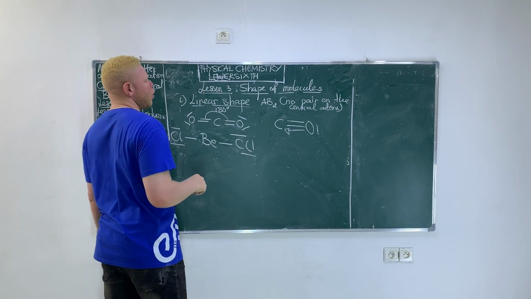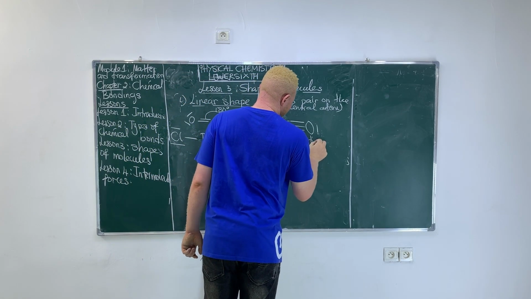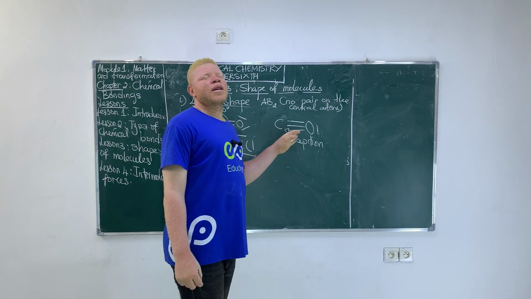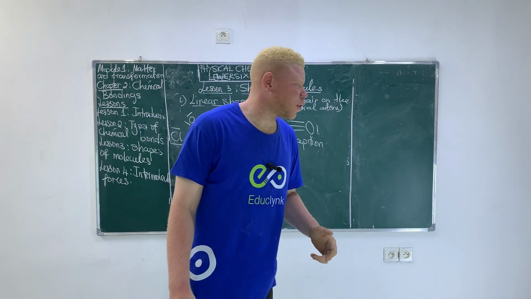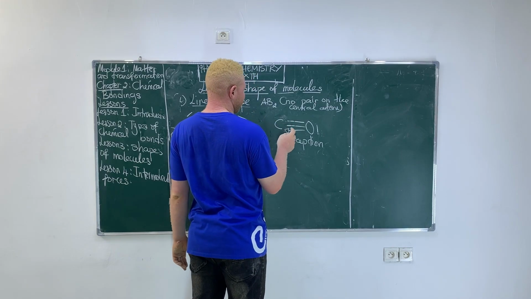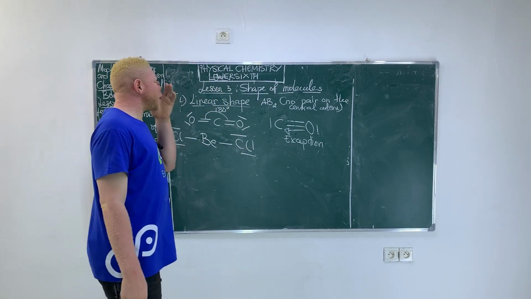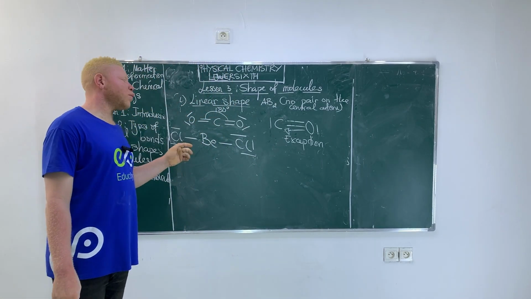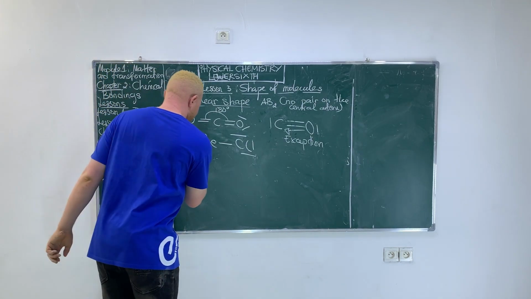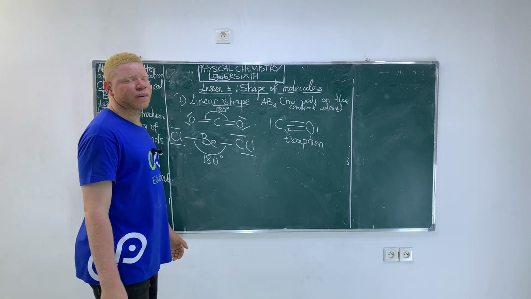But here, the molecule of CO is an exception. Why? Because the molecule of CO has a dative covalent bond. So if you want to count the bonds, the molecule of CO is an exception. For the typical examples, we have the case of beryllium, BeCl2, and CO2. The molecules are linear with bond angle 180 degrees.